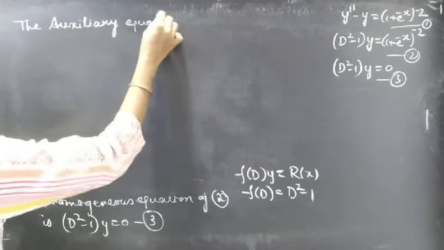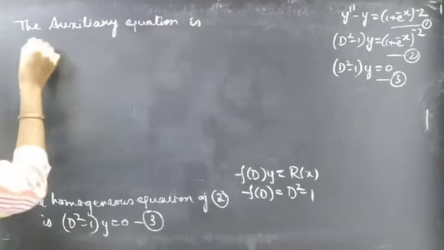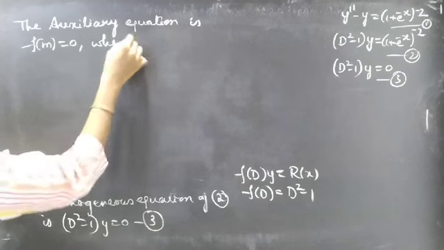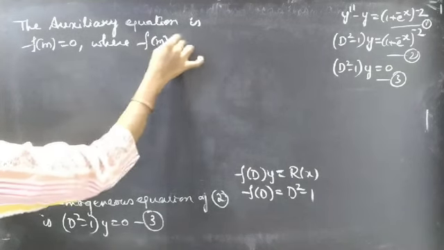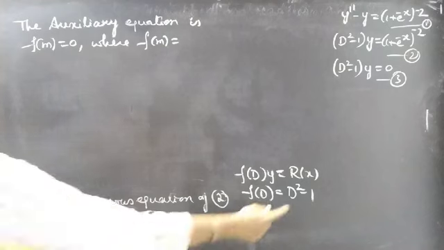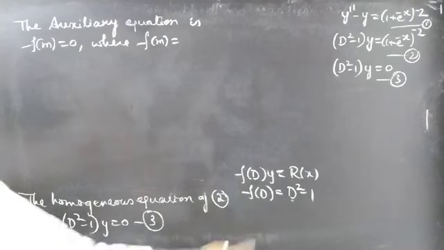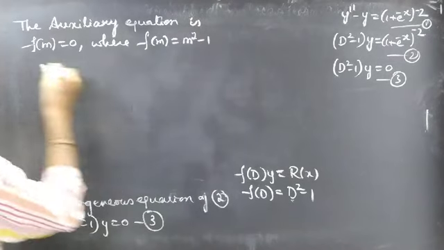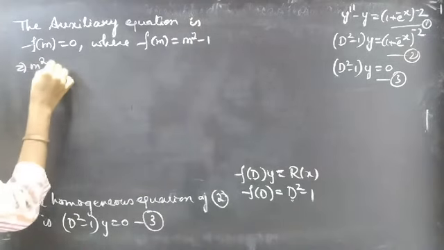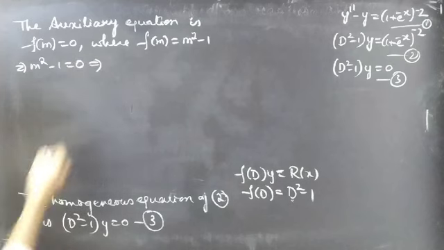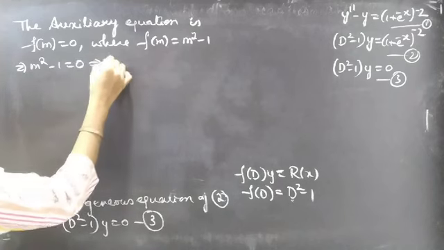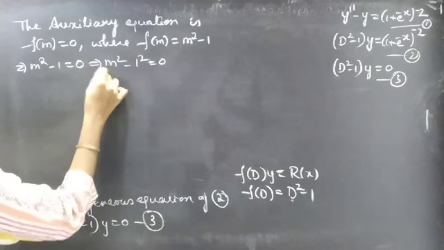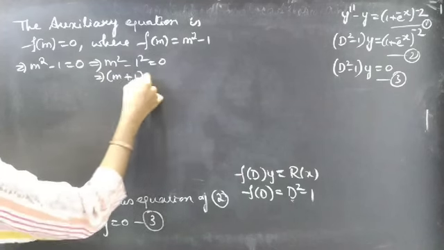The auxiliary equation is f of m equal to 0, where f of D is D square minus 1. Let's replace the differential operator D by m, so we get f of m equal to m square minus 1. Now our auxiliary equation becomes m square minus 1 equals 0. We need to find the roots of this equation. We can write 1 as 1 square, and this is of the a square minus b square form, so we can write it as (a plus b)(a minus b).